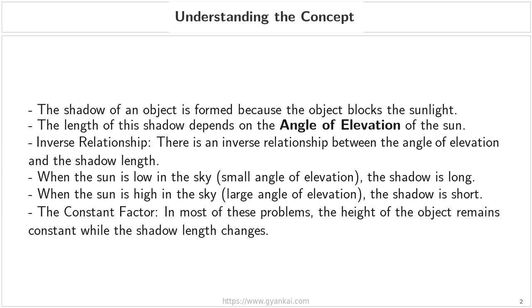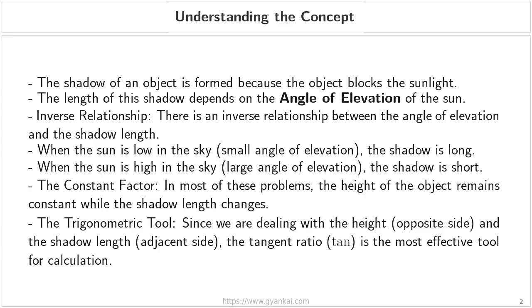As we move through the upcoming examples, keep in mind the constant factor. In almost all these mathematical problems, the height of the object, which we will represent as h, stays exactly the same. Only the shadow length and the angle change.